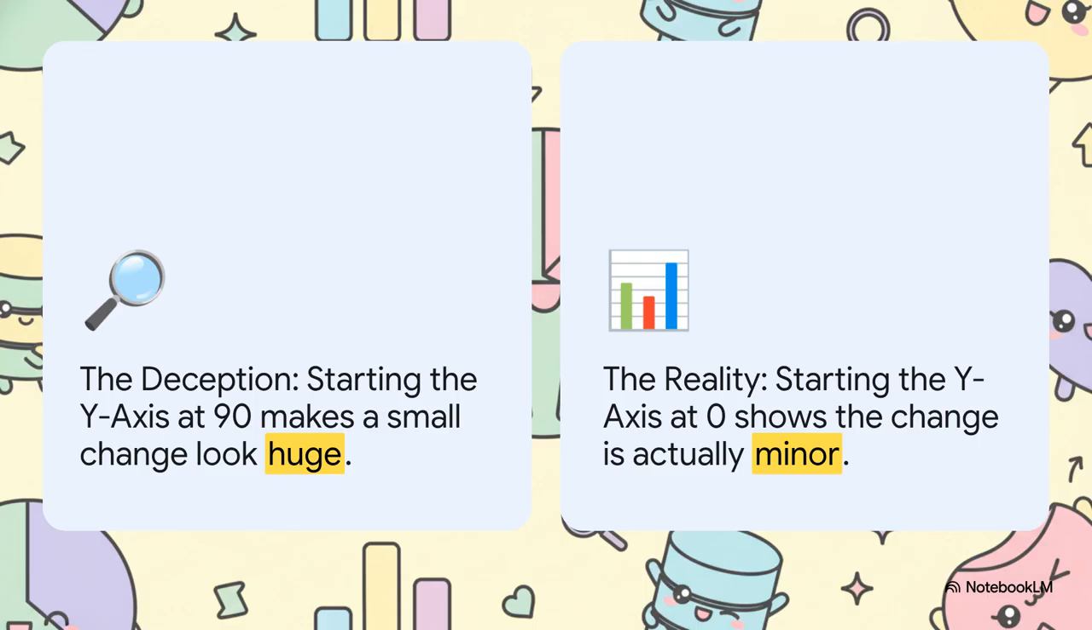Now, why is this so darn effective? It's basically a brain hack. Our brains are wired to judge the relative size of the bars, not just read the tiny numbers. By chopping off the bottom, one bar can look 3 or 4 times bigger than the other, even if the real data only changed by a few percentage points. It's the exact same data, but a totally different story.